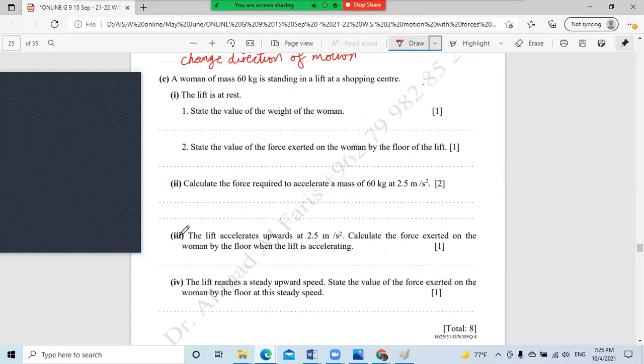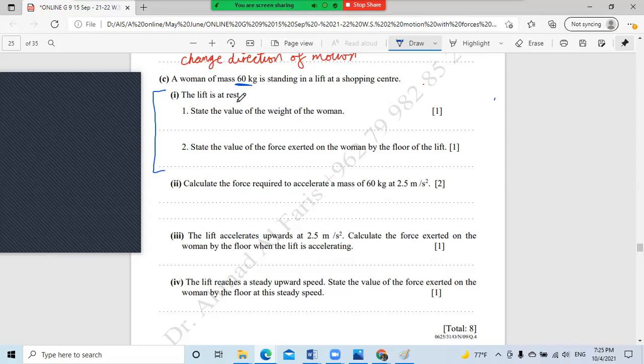Part C. It's a long part. Part I, 1, 2, double I, triple I, IV. 1 mark, 1 mark, 2 marks, 1 mark, 1 mark. It depends on everything here. Look what they say, careful, okay? A woman of mass 60 kilograms stands in a lift in a shopping center. Part I, that means only this. Double I is something else. Now we are going to use the 60 kilograms for the whole question.